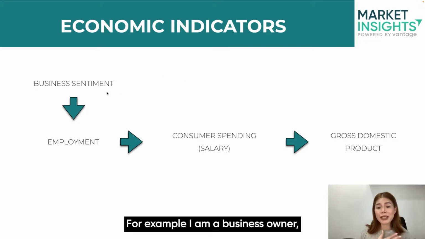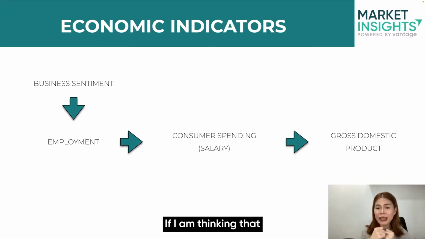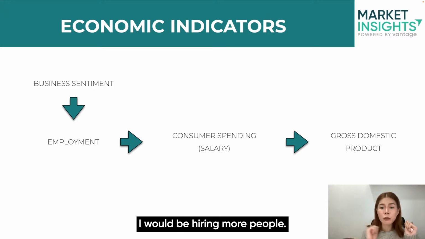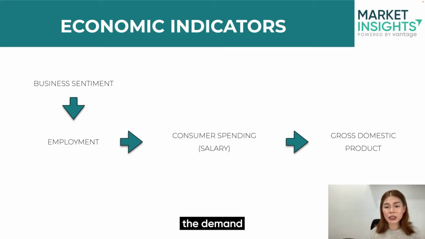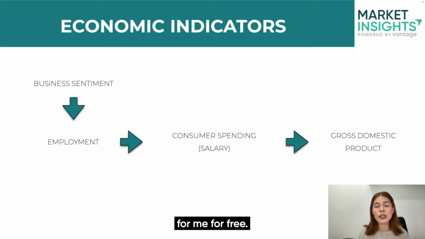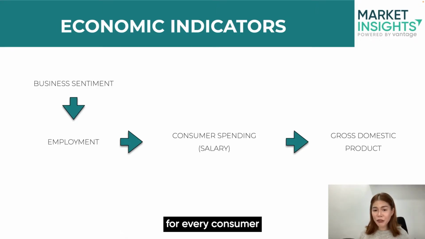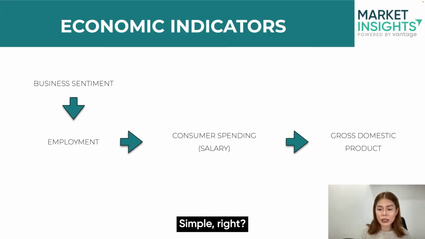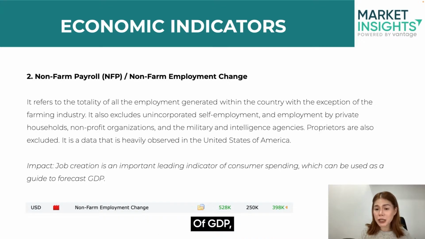For example, I am a business owner. I have my own sentiment on the market. If I am thinking that the market would be great, I would be hiring more people. I want to be able to meet the demand of the market. And if I hire more people, I will be paying these people. They're not gonna work for me for free. So their salary would result in consumer spending. If we account for every consumer spending, that's gonna be your GDP. Simple, right? So NFP is a leading indicator of GDP.